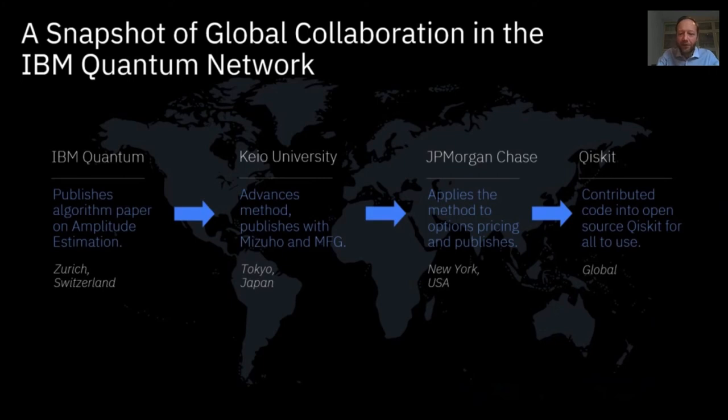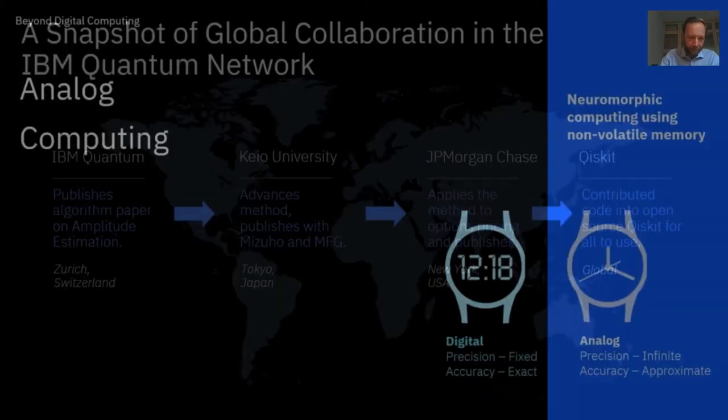And later on, this work was published by JPMC and IBM. And important pieces of this work were eventually open sourced into Qiskit with the support of all those people involved, and now benefits and advances the entire quantum community. So these are the stories that are at the core of the mission of this IBM Quantum Network.